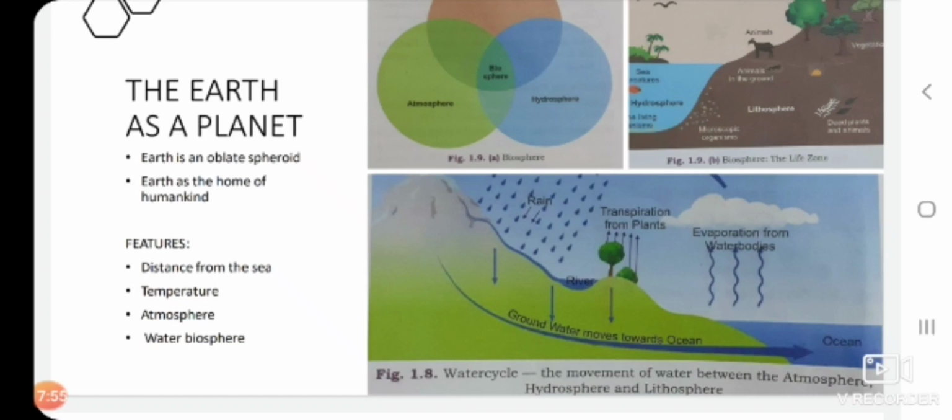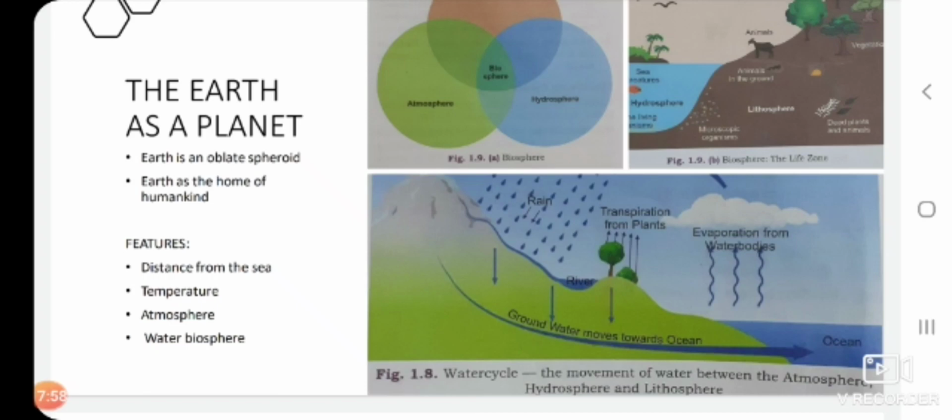So what are the two important divisions of the biosphere? The plant kingdom and the animal kingdom. Okay, so what are the important features, children? The important features are distance from the sea, the temperature, the atmosphere, the hydrosphere and the biosphere. So moving forward, let us learn about the life-giving cycles. The life-giving cycles are the nutrition cycle, the carbon cycle, the nitrogen cycle and the oxygen cycle.